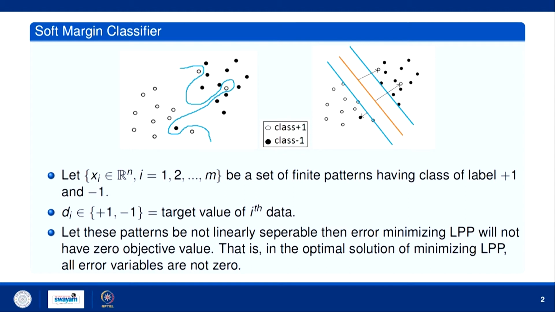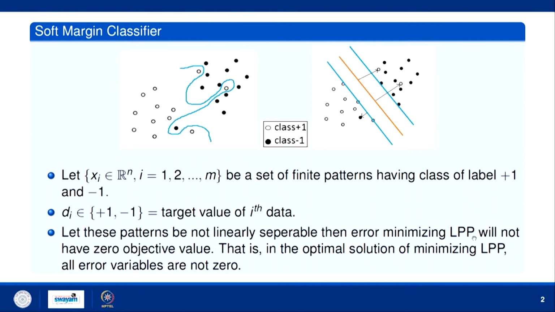So, now we have two objectives. The first is to maximize the margin, which is nothing but the minimization of norm W square by 2, or 1 by 2 W transpose W, and the second is to minimize the sum of misclassification errors. So, we have two objectives. Now, how can we model the corresponding optimization model?